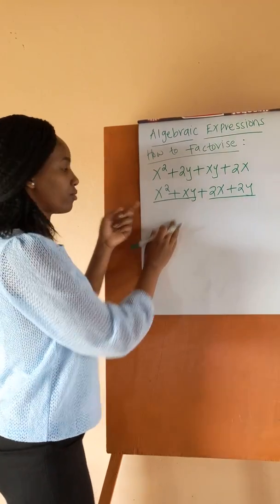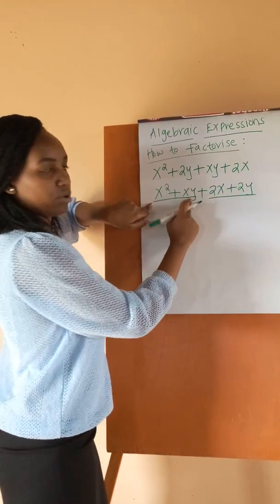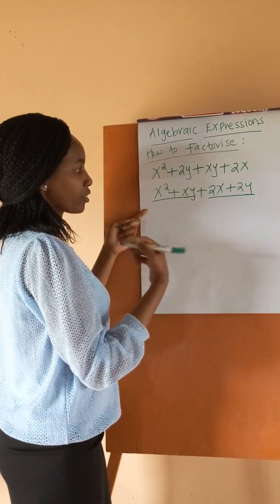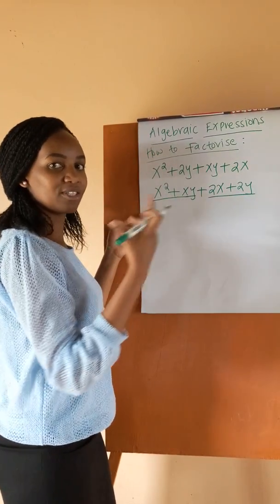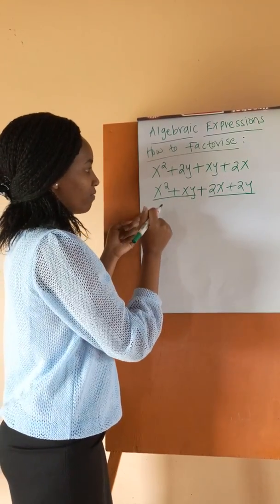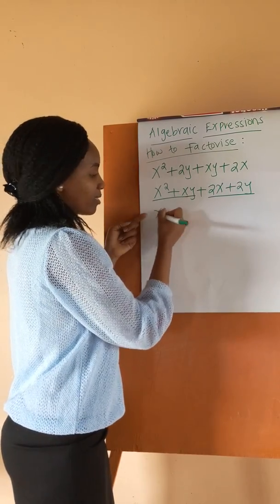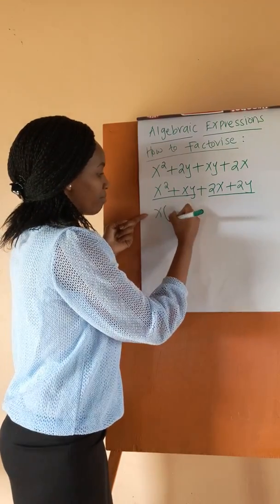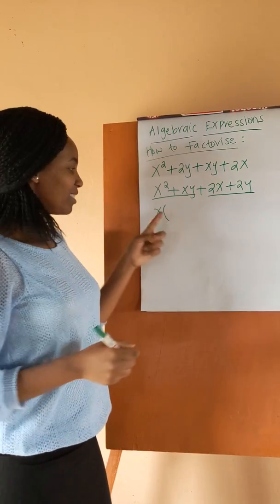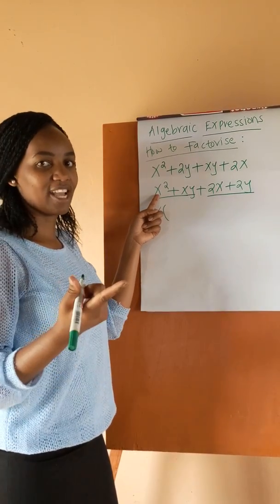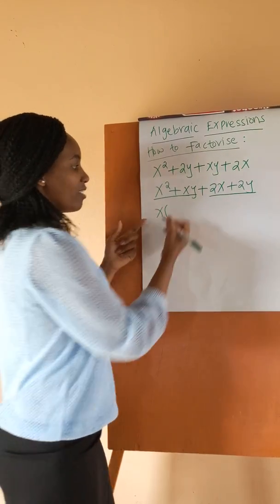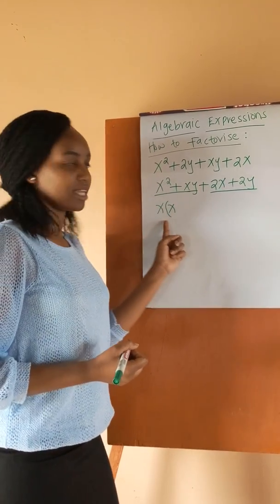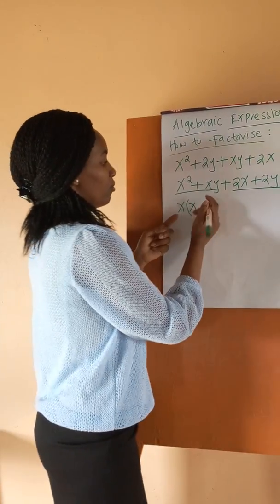We start with our first group, and then we ask ourselves what is common, then we bring it outside. If you look at x squared and xy, you realize that x is common in those two parts of the first group. So we bring x outside. The number that is common is the one that we bring outside. Then we open the bracket and ask ourselves what must be done to x to make it x squared. Obviously if you multiply with another x, you get x times x, which is x squared, because a bracket means multiplication. So we are done with the first part.